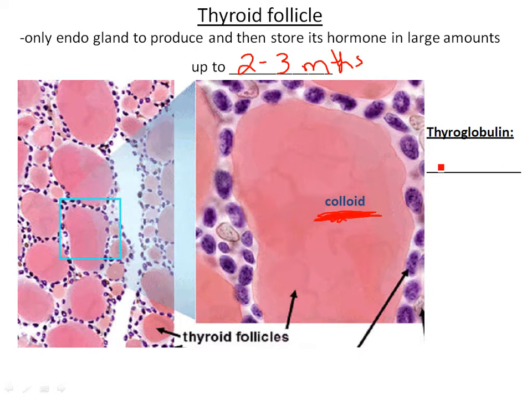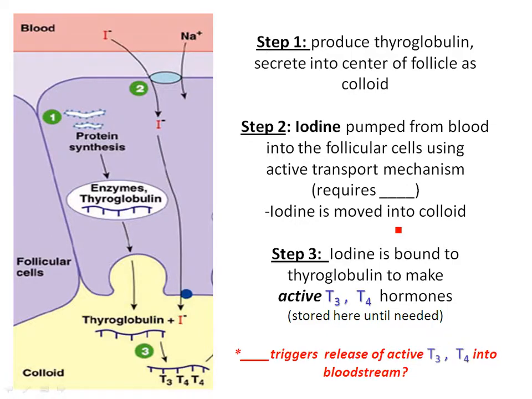And again, this is our inactive form that's being stored here. And again, I said that we needed iodine to activate it. Now let's look at the steps that are going to occur to do this. What we have over here is a nice picture. This is our follicular cell. All right. Here's the colloid, and here's our bloodstream.